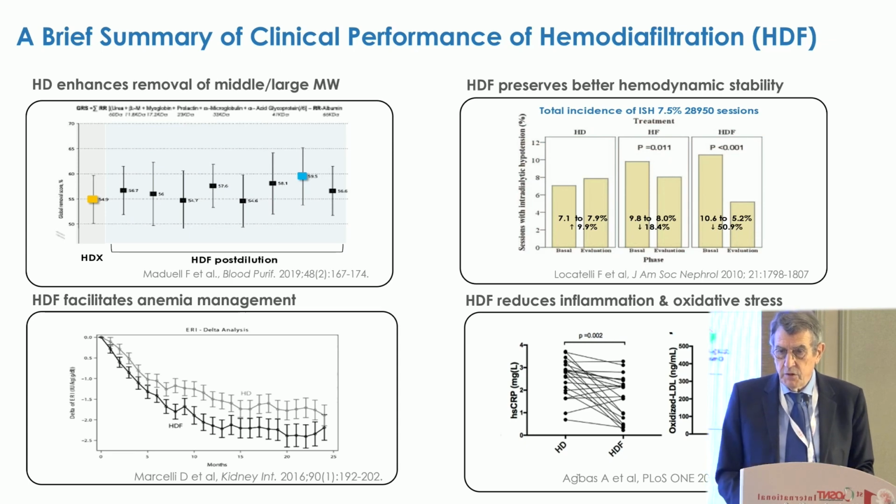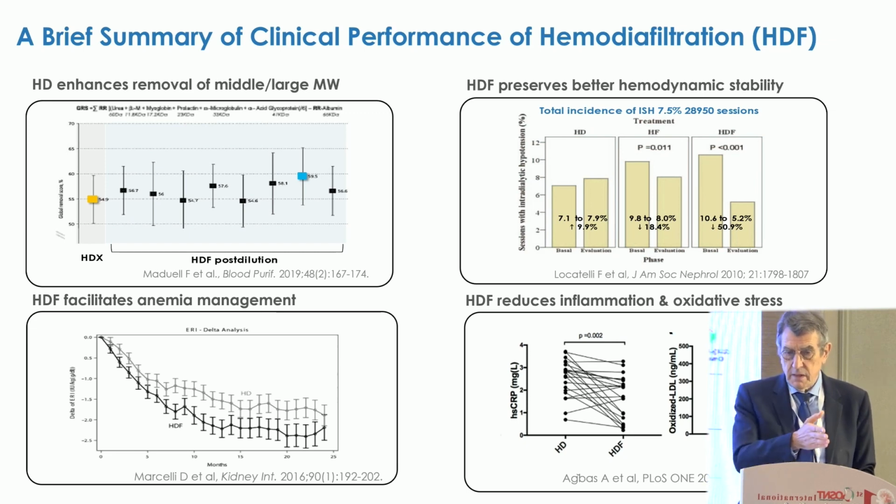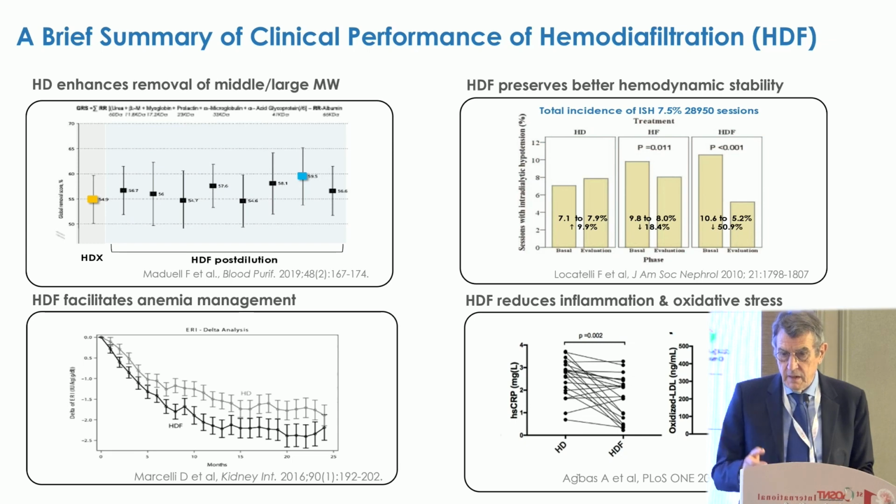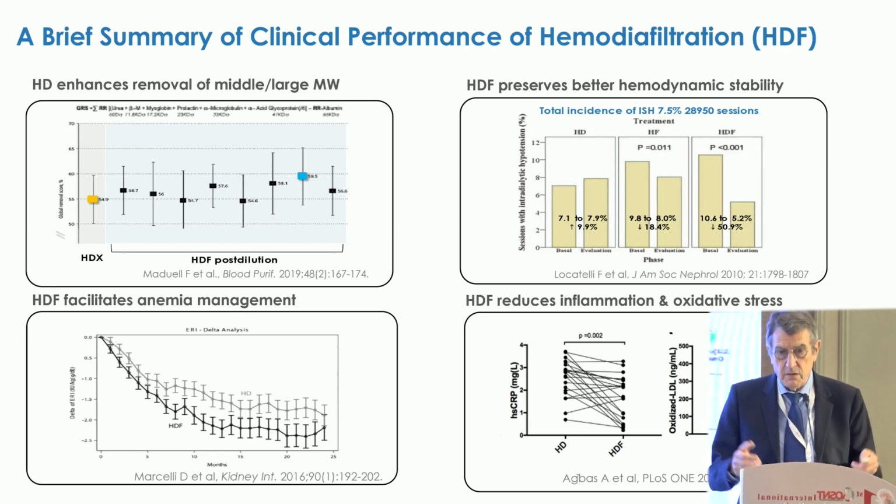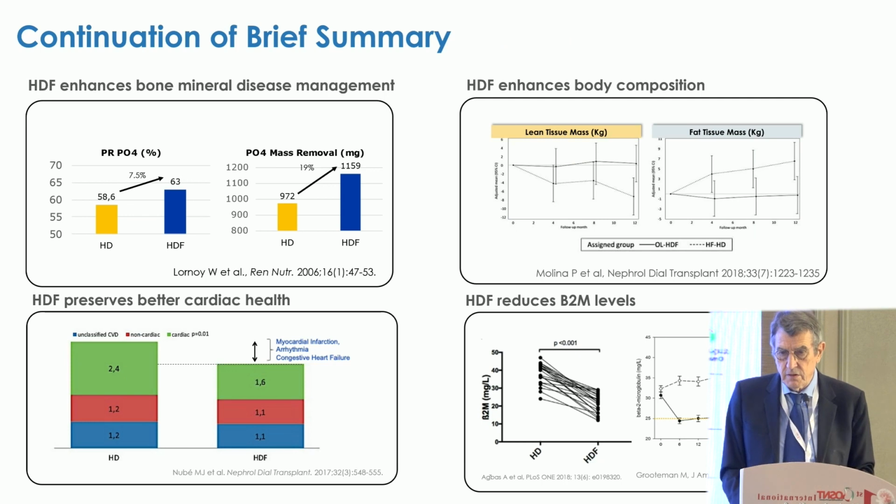We know that hemodiafiltration is the most efficient technique to remove most of the substances. It was shown by Manuel up to about 40 kilodalton. This is a way to preserve hemodynamic stability. This is also a way to reduce ESA consumption. This is also a way to reduce inflammation and oxidative stress. So a lot of studies have shown such an element.